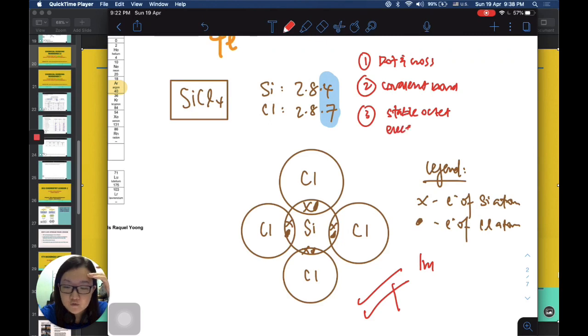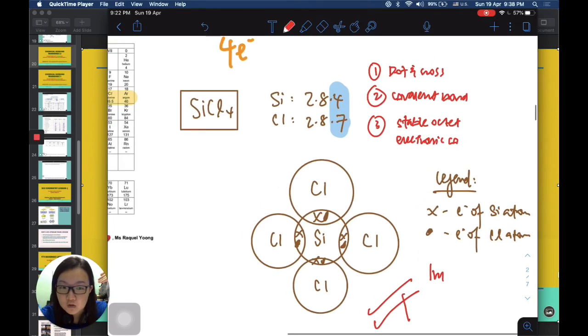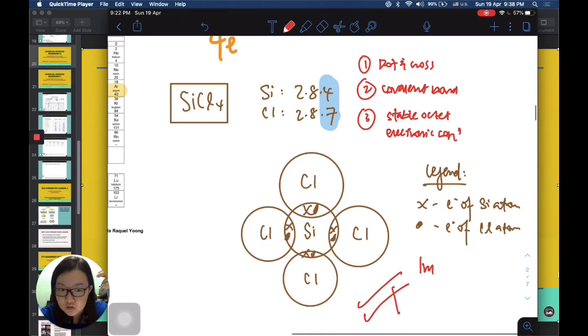Next, for covalent compounds, you need to make sure that your covalent bond is there. Each covalent bond is just like what we saw in the previous question, right? Each covalent bond consists of a pair of electrons, one from one of the non-metals, the other from the other non-metal. And thirdly, most importantly, you need to make sure that it achieves a stable octet electronic configuration.